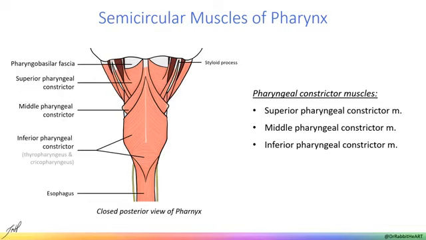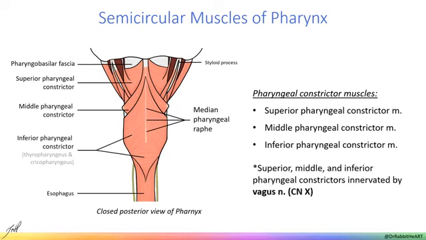The sides of each muscle meet at the midline at the median pharyngeal raphe. The superior constrictor also has superior attachments to the pharyngobasilar fascia and the pharyngeal tubercle. These three muscles are arranged like a stack of cups, with one muscle overlapping another. They contract in a sequential order from top to bottom to push food down the throat. All three pharyngeal constrictors are innervated by the vagus nerve.